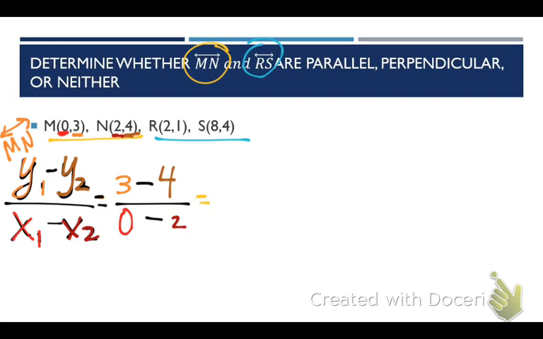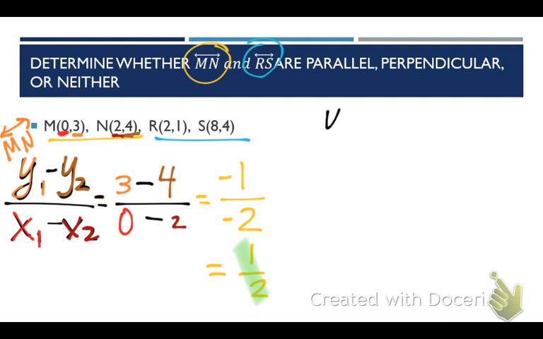All right, so then we just do the math. 3 minus 4 is? -1. 0 minus 2 is? -2. Can this reduce? It does. Yeah, negative over negative makes positive. So I'm going to highlight this solely for the reason to find it later so we can compare them. What do we think we do next to find out if they're parallel, perpendicular, or neither?